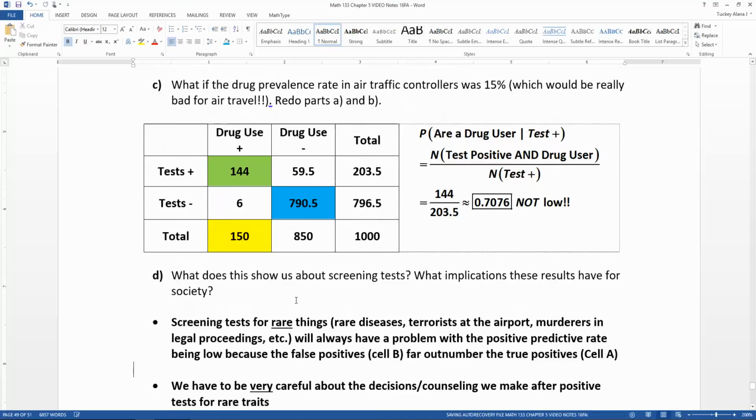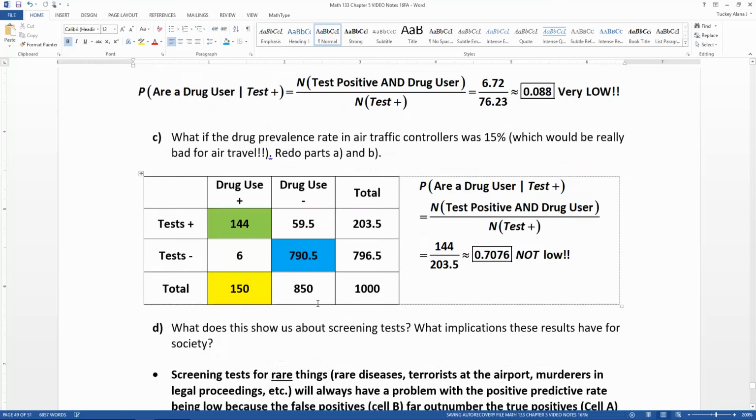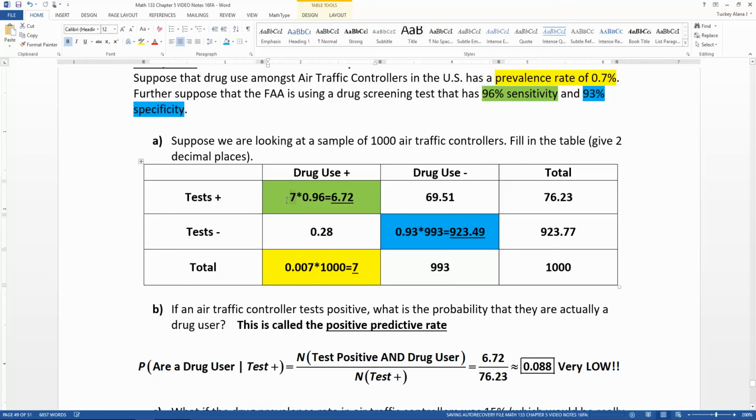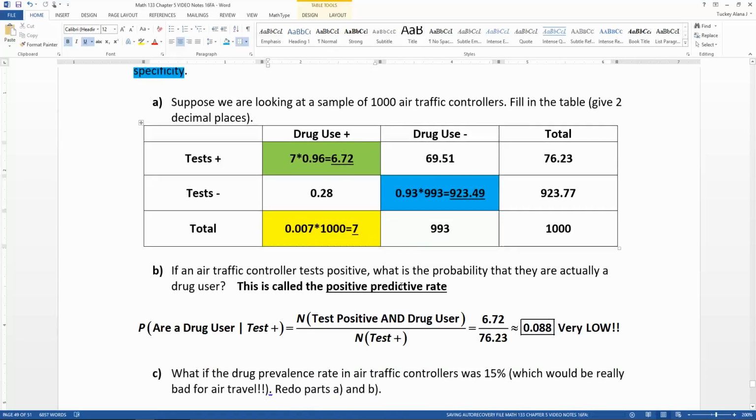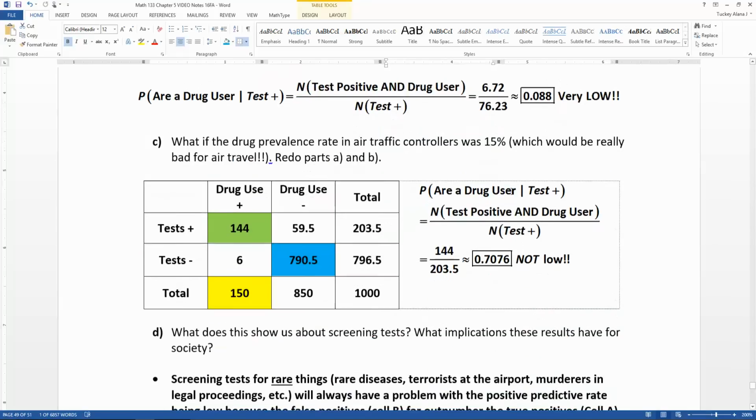Okay, so what we're seeing here is that when something is rare, like this example up here, the 6.72, which are the true positives, are getting countermanded or outnumbered, if you will, by all these false ones, right? So these people are not drug users, but they're testing positive. That means that our positive predictive rate, which I should have called it that, sorry, that's what we found here. That positive predictive rate is very low because the 6.72, which are the true positives, are getting swallowed up by this number over here and this total. The total is so large because this is so large, right?